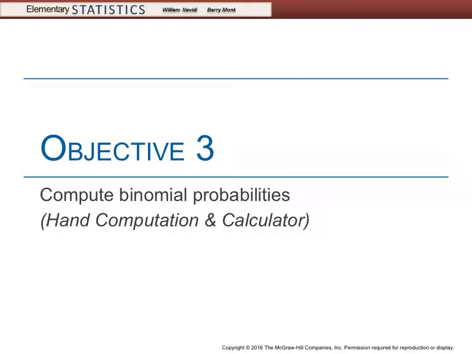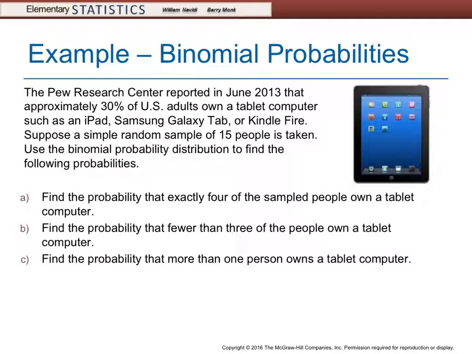So now our objective is to compute some binomial probabilities by hand, and we'll also see how the calculator does it as well. In our first example, the Pew Research Center reported in June of 2013 that approximately 30% of U.S. adults own a tablet computer, such as an iPad, a Samsung Galaxy tablet, or a Kindle Fire. Suppose a simple random sample of 15 people is taken. Use the binomial probability distribution to find the following probabilities.